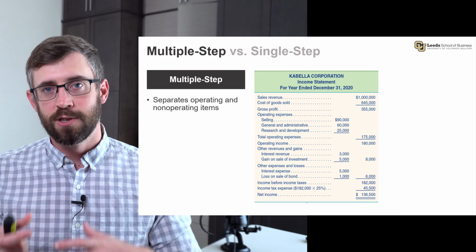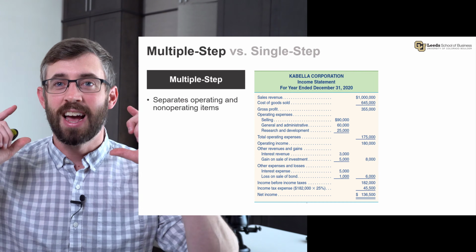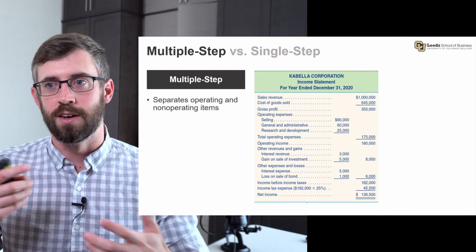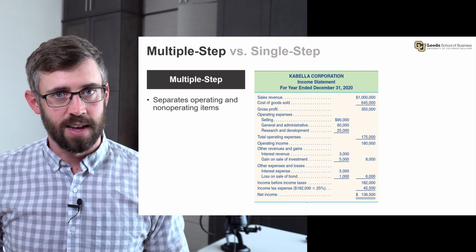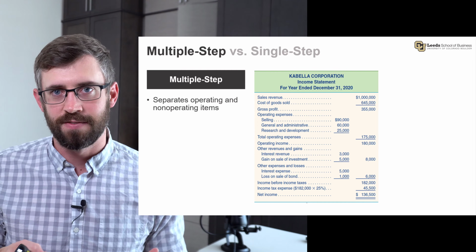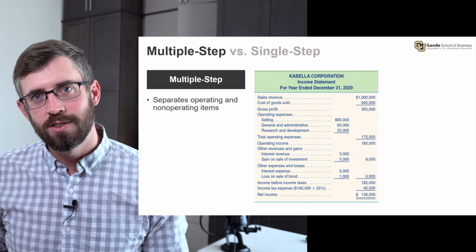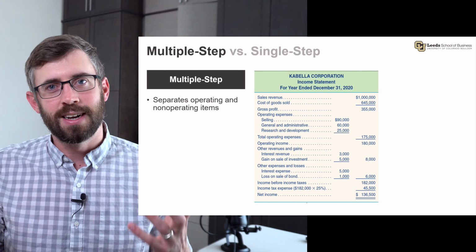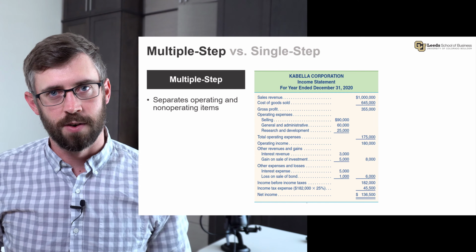And so the big difference between the multi-step and the single step is that the multi-step is going to have an operating section. So what are the normal operations of the firm? And then it's going to have a non-operating section, which is all the incidental stuff that goes on that might be unusual or infrequent or transitory that you might not want mucking up the normal operating results of the firm.